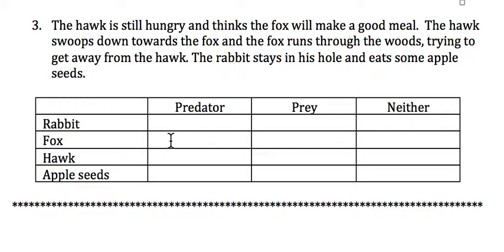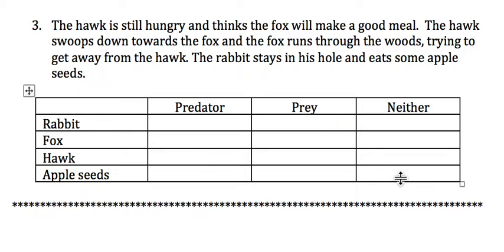So now the big thing that I'm hoping they get is that the fox moves from predator to prey, the rabbit is neither, the hawk is still the predator, and the apple seeds, even though they're being eaten, are not prey, because prey is not just stuff you eat. Plants aren't prey, they're just food, and so there has to be some kind of animal or insect in order for it to classify as prey. So these are some of the distinctions I'd be trying to draw out.